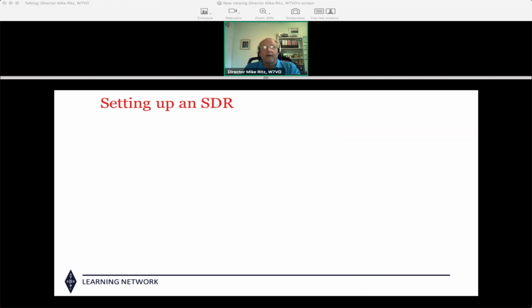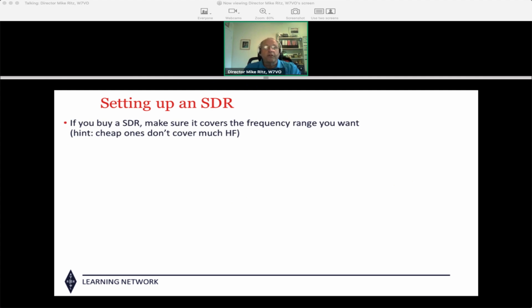Let's talk about actually setting up an SDR. If you do buy one, make sure it covers the frequency range you want. Hint: some of the cheap ones, you can buy a $20 one on eBay. The one I'm going to show you here is one of the cheaper ones, made by a company called RTLSDR.com. Basically, the low frequency on it is 28 megahertz, which covers the 10-meter band and up.